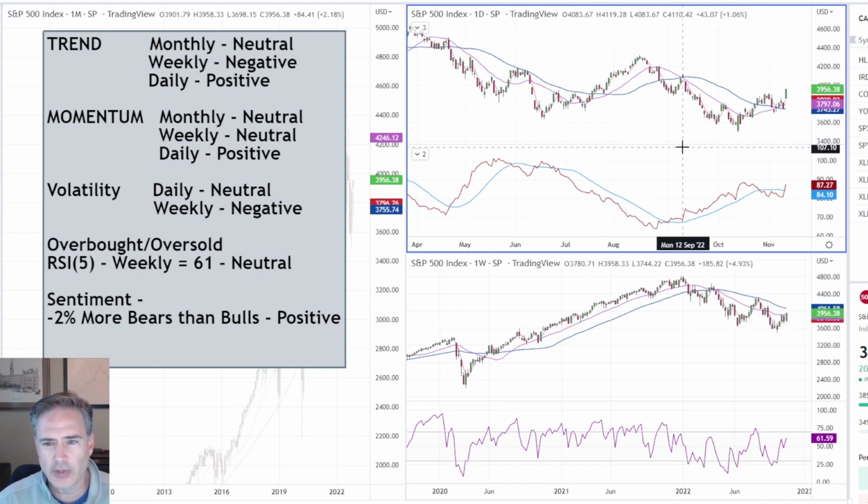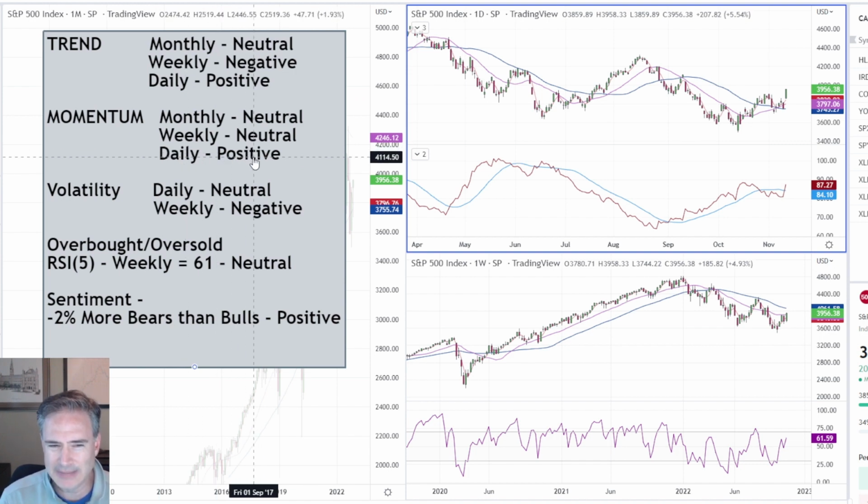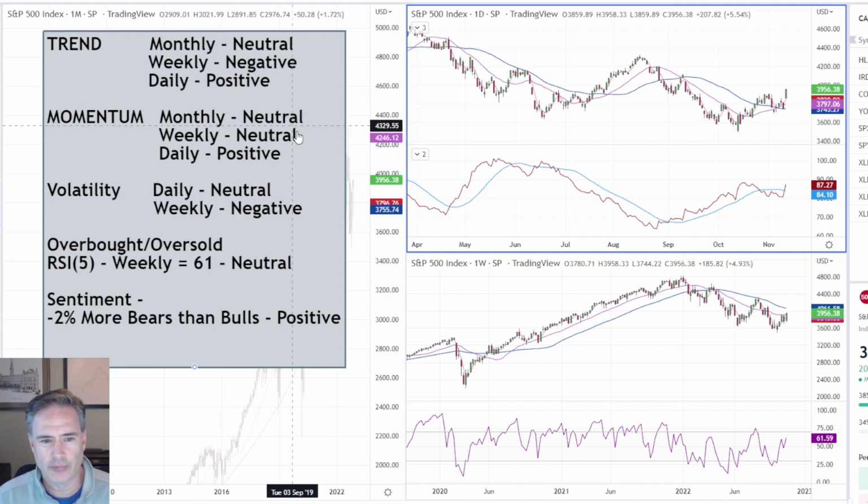One change in the market conditions in terms of the trend is the daily has turned positive now. I'll go into that in a second. And I'm actually calling the daily momentum positive too. It's a little bit of a jump, a little bit of a leap, but I'm going to show you why I did that. And we'll get into that in a second after I'm done with the rest of this.